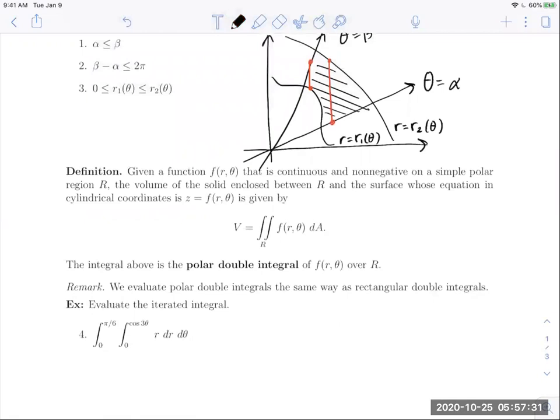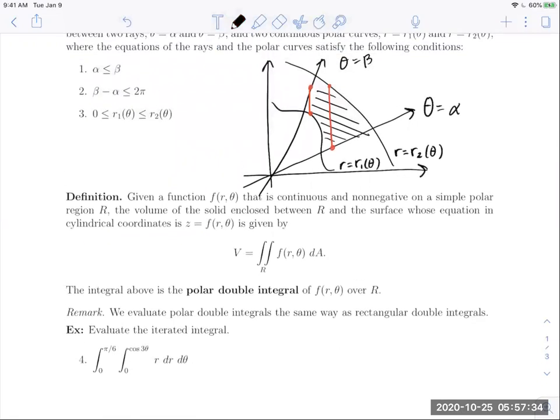All right, so next, a definition. Given a function f of r, theta that is continuous and non-negative on a simple polar region R, the volume of the solid enclosed between the region R on the xy plane and the surface whose equation in cylindrical coordinates is z equals f of r, theta is given by this volume integral. Very similar to what we saw in 14.1, just stating that the volume beneath the surface f over the region R is the double integral of f over R. The integral above is the polar double integral of f over R.